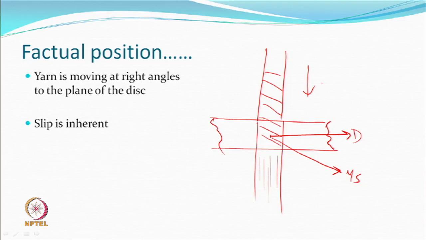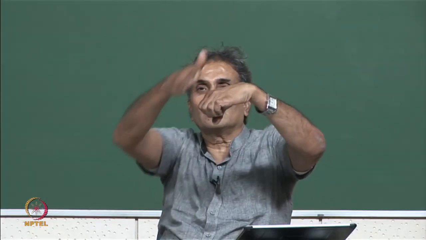So, the current factual position is that you have a disc which is rotating in a plane, all right, the disc is rotating in a plane. The yarn, let us say, is coming vertically from top to bottom. So, this is the disc and this is the disc surface. Your yarn is coming vertically, but maybe it is making a wrap angle, right. So, there is a wrap angle. Otherwise the plane of the yarn and the plane of the disc is at right angles.